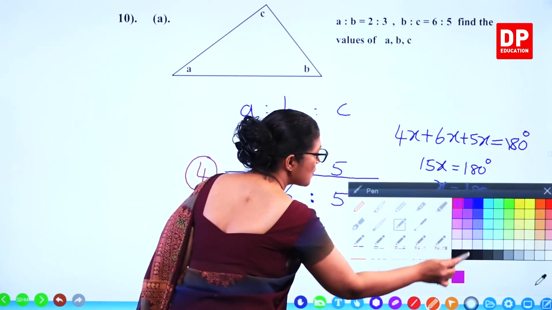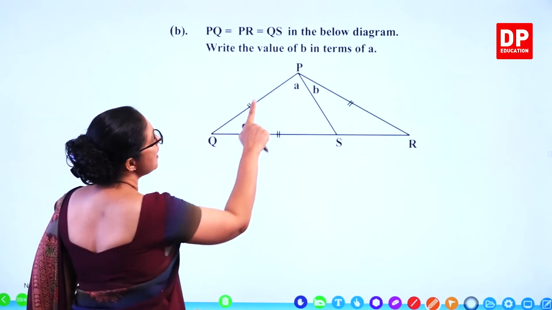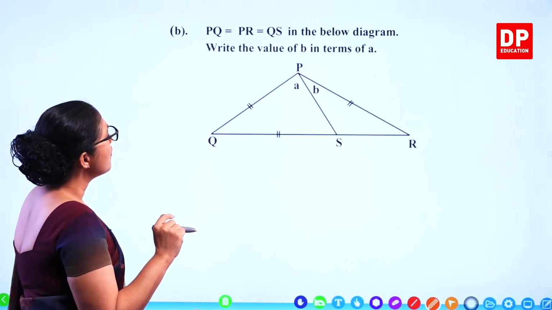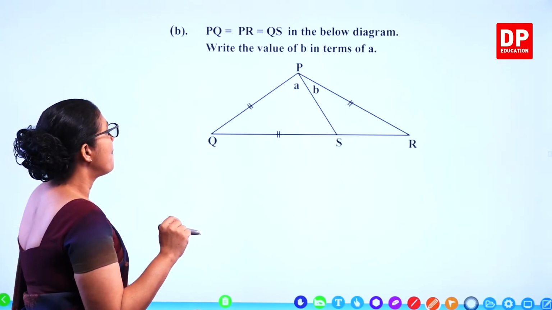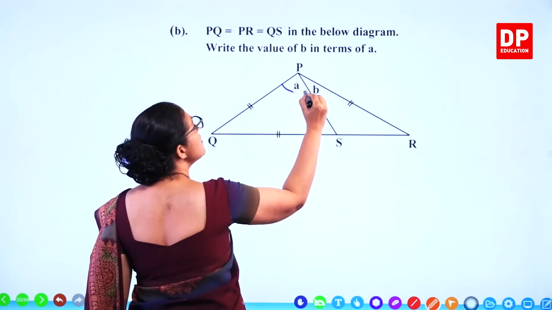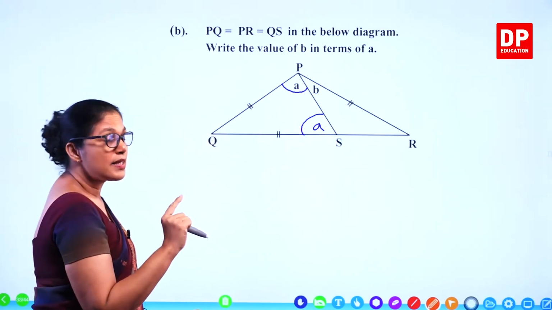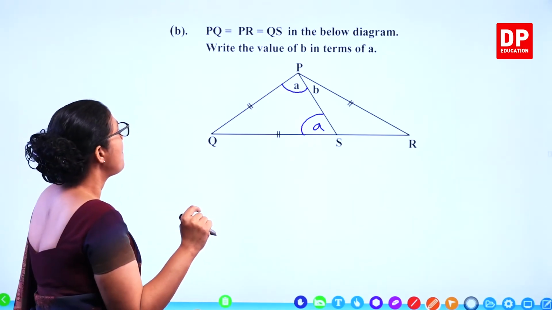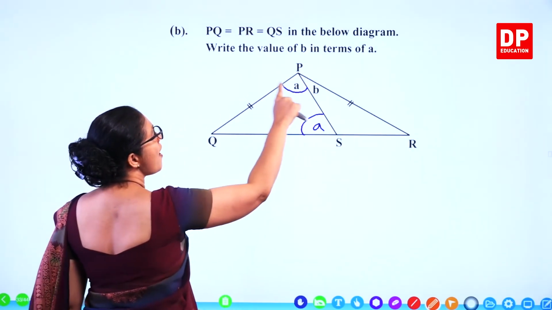So let's do the next one. PQ, PR, QS. All three sides are equal. Write the value of B in terms of A. If this is A, this is also A. Isosceles triangle. What else can we see? These two lengths are also equal in the bigger triangle.